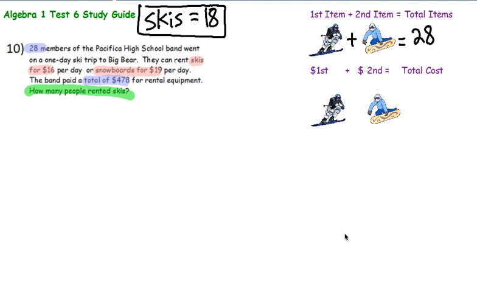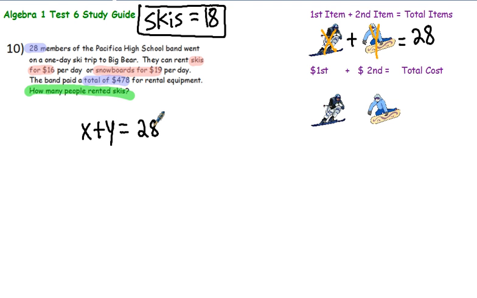So what we could do, if you wanted to, is use any letter you wanted. But you could also just use X and Y. That's another option as well. So I'm going to say that these guys are X, those guys are Y, and so that gives me my first equation, which would be X plus Y equals 28.